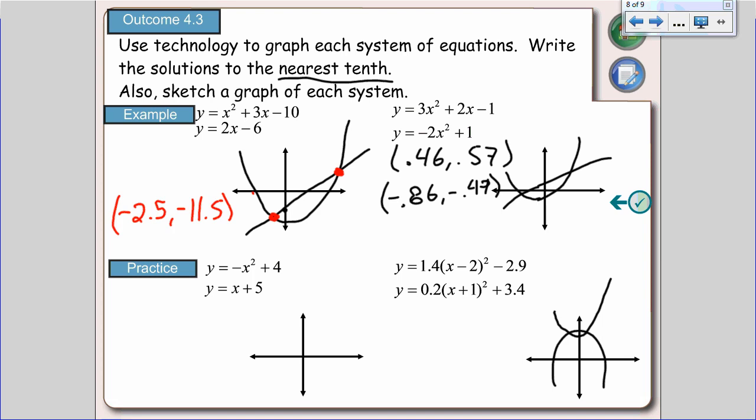Zoom fit isn't the greatest anymore. Now you got to start thinking what actual window would make sense. What do you guys get for a solution for this one?